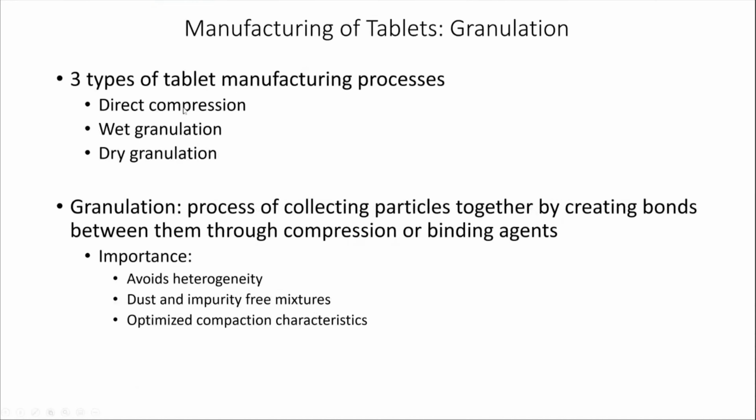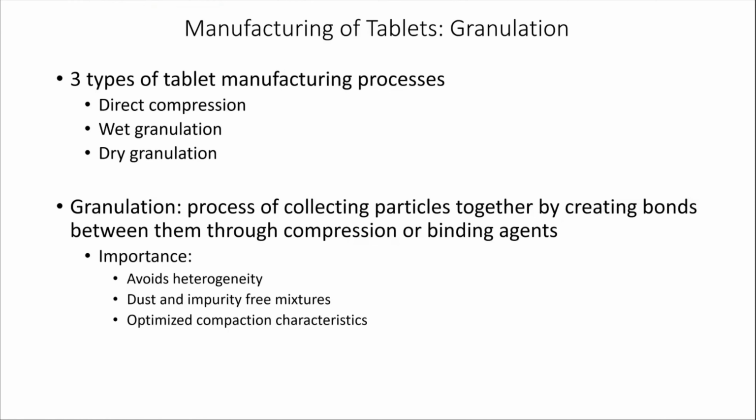So we have three. There's direct compression, otherwise known as direct granulation. There's wet granulation and dry granulation. So what is granulation to begin with? It's the process of collecting particles together, creating bonds, and then compressing them together either by themselves or if you need a binding agent to do so. And this is what makes the pill a pill.